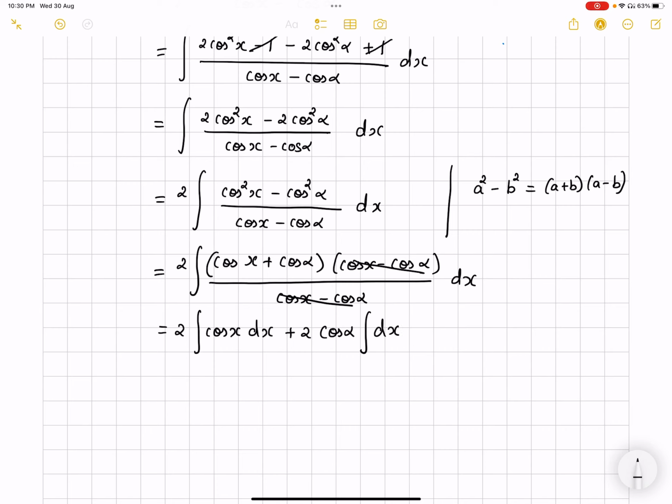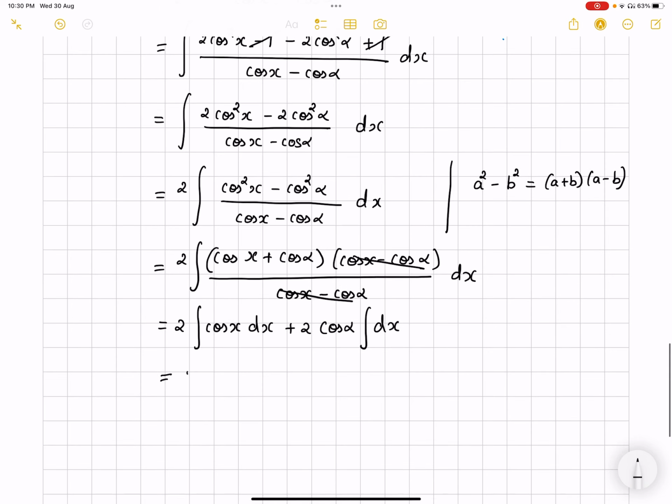Okay, and then here when we integrate cos x, we get sin x. So it's going to be 2 sin x plus 2 cos alpha x plus c. So this is going to be our answer for this one.